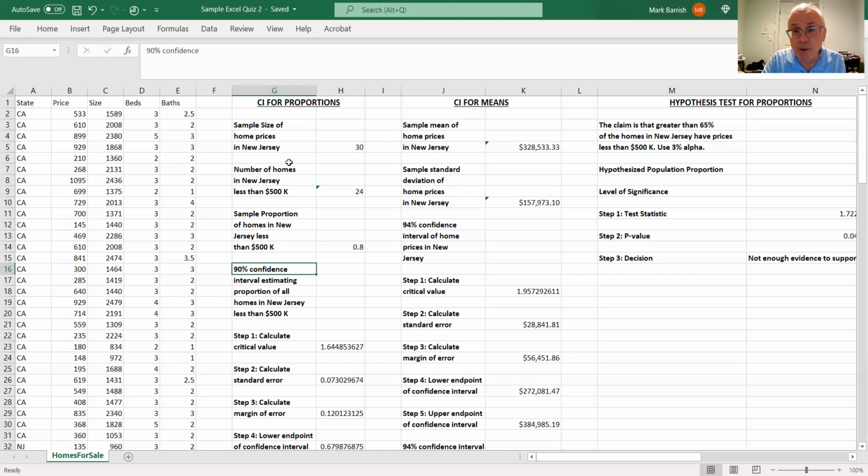So, you know, don't say sample size of home prices in New Jersey if I'm talking about the number of people voting for candidate A or something like that. You have to change the words in here to match the problem, all right? And also here, the confidence level you need to change in here. All right, anyway, I'm interested in this particular case in a 90% confidence interval. I'm estimating the proportion of all homes in New Jersey less than 500,000.